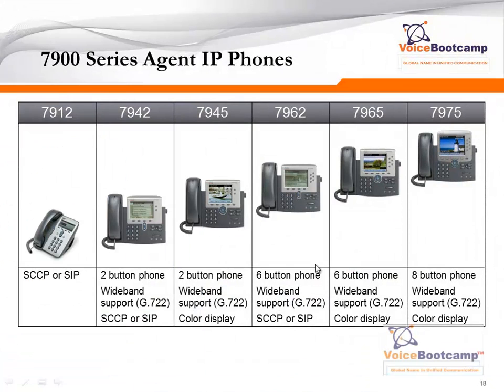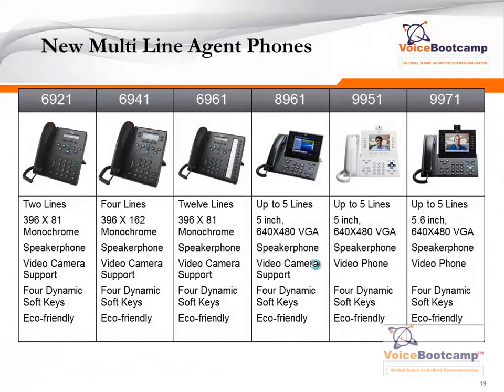Now, these are some of the agent phones that can be used, depending on your price. You can go from Skinny and SIP to 2-button phone wideband, all the way to 8-button phone wideband support using the G722 codec. The new multi-line agent phones are 6929, 6941, 6961, 8961, 9951, and 9971. Now these phones can support multi-line agent phone.